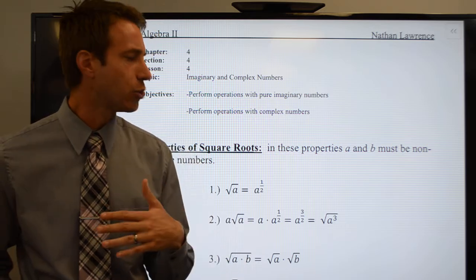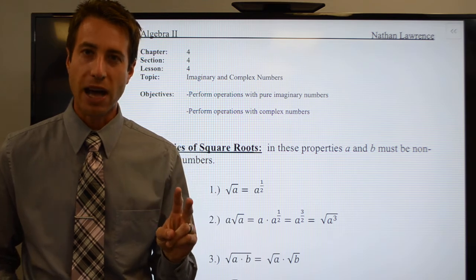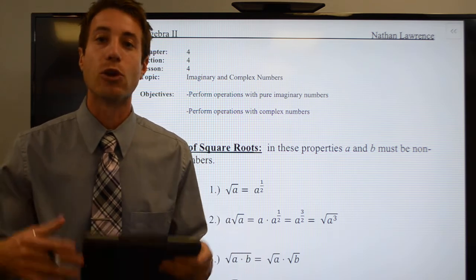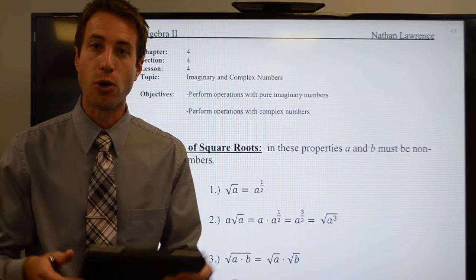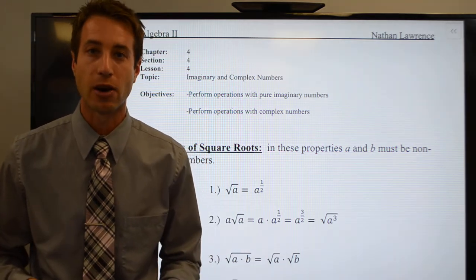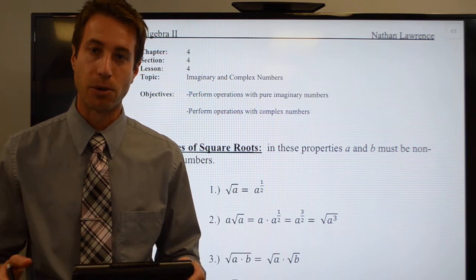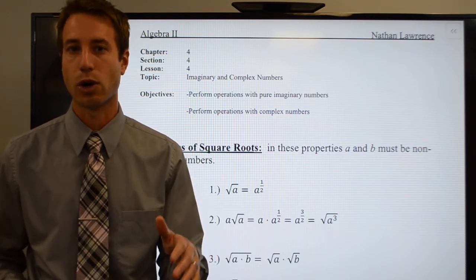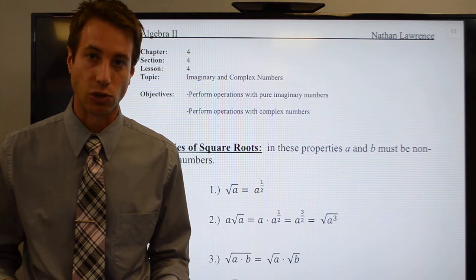But what we want to do now in Algebra 2 is actually figure out a way to work with those square roots of negative numbers, which turn out to be imaginary or complex numbers. And in our case, since we're dealing with quadratics, they're going to be our solutions.